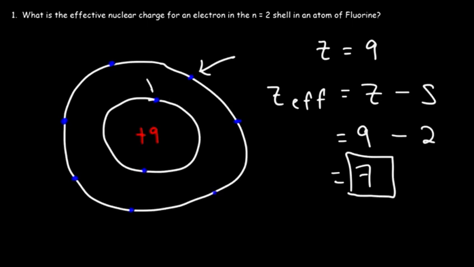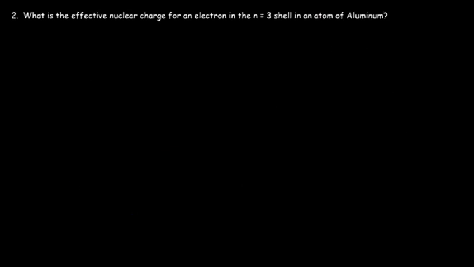Now, the n equal 1 electrons, their effective nuclear charge is about 9, because there's no other electrons between this electron and the nucleus. So they feel the greatest nuclear charge because they're so close to the nucleus.